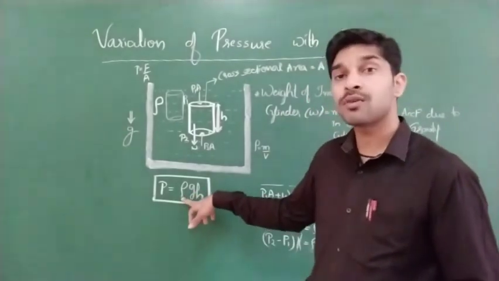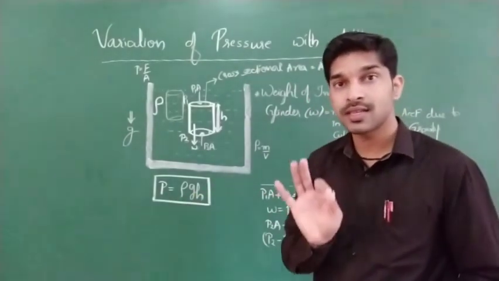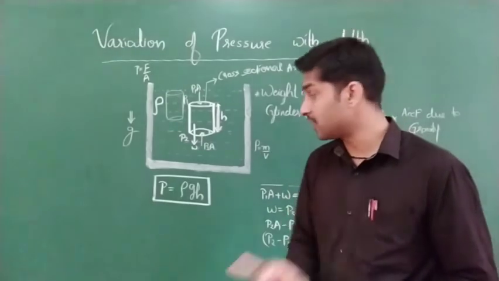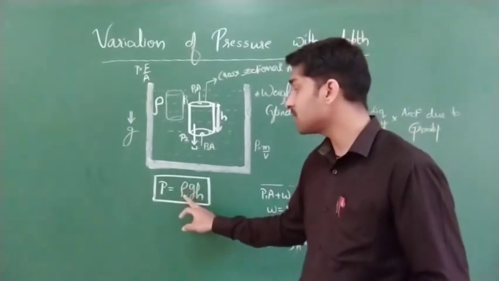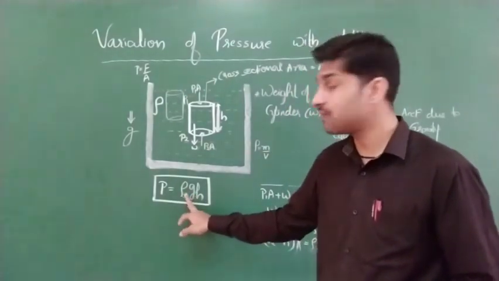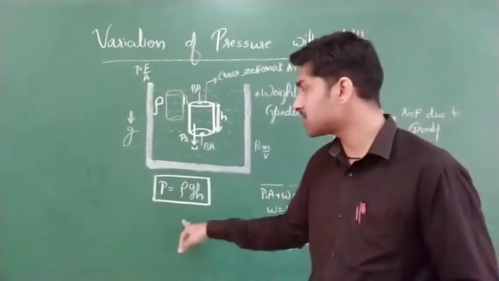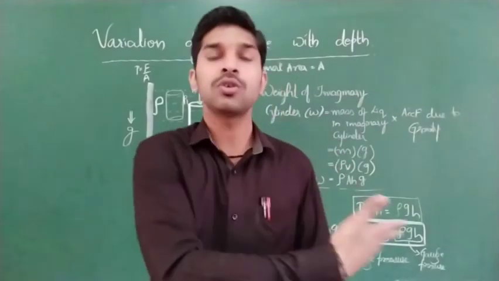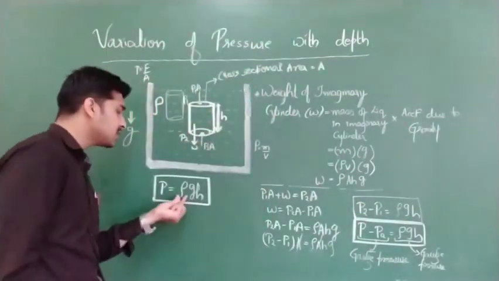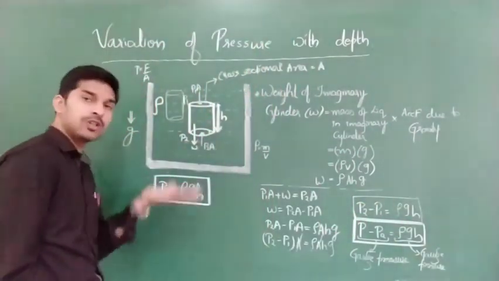This rho is nothing but what? Basically that is nothing but the density of the liquid. So if the density of the fluid increases, the P value should increase, because it is a direct relation. So P is equal to rho g h. If the right hand side value is increasing, then the left hand side value also increases.